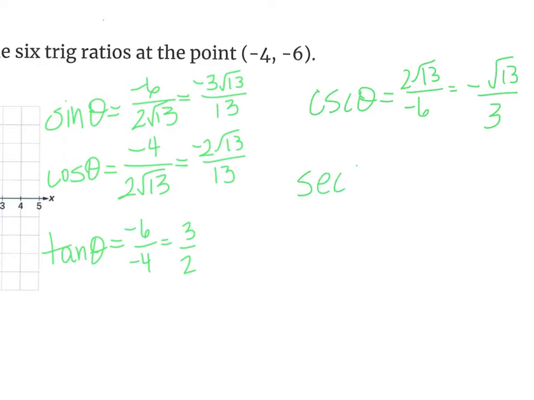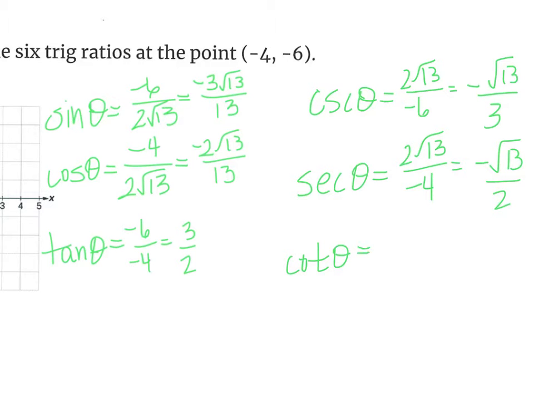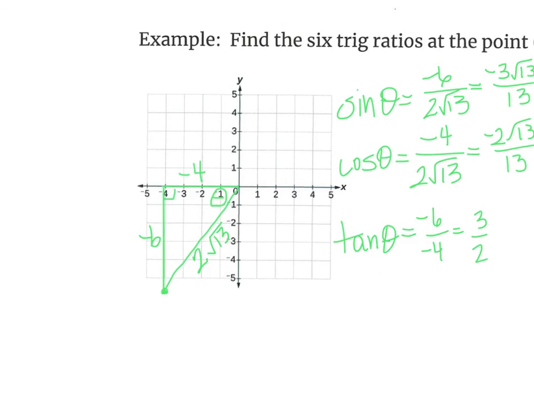Secant of theta is the reciprocal of cosine, so 2 square roots of 13 over -4, which is the negative square root of 13 over 2, simplified. And finally, cotangent of theta is the reciprocal of tangent, so -4 over -6, which is positive 2/3. And those are the 6 trig ratios at the point -4, -6 by drawing that triangle that I described.